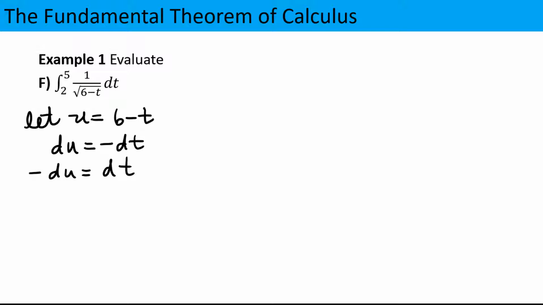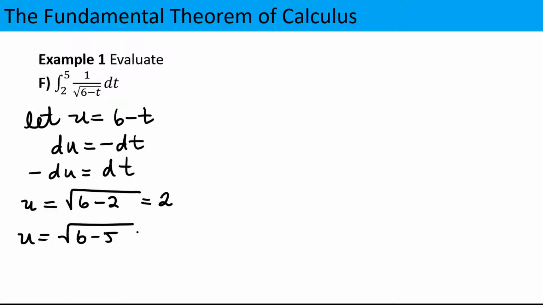Now, let's get the new endpoints for this substitution. So for the 2, u at 2 is going to be the square root of 6 minus 2, square root of 4 is 2. And then for the 5, so we'll have the square root of 6 minus 5, the square root of 1 is just 1. Let's do all of the substitutions. So we will have the integral of, and where we had the 2, strangely enough, it still stays 2. Where we had 5, though, the new value is 1.